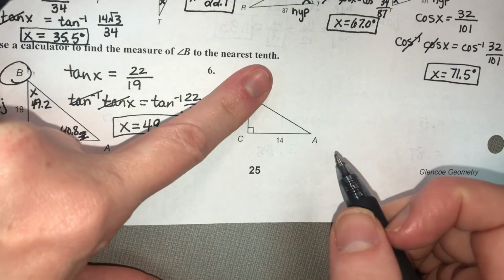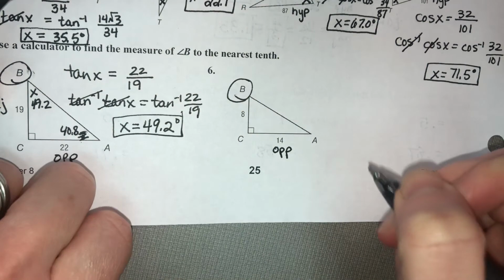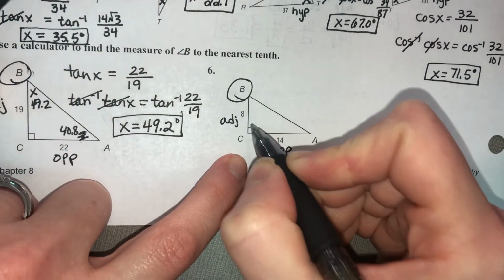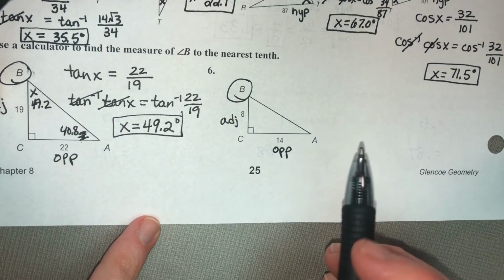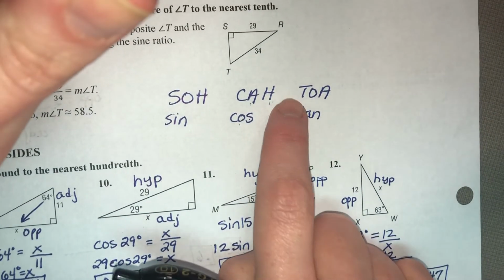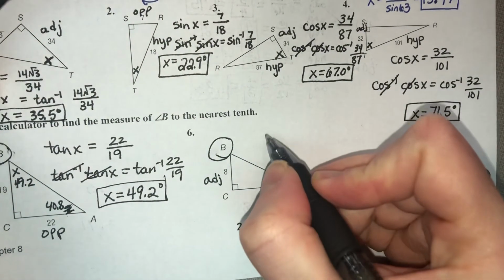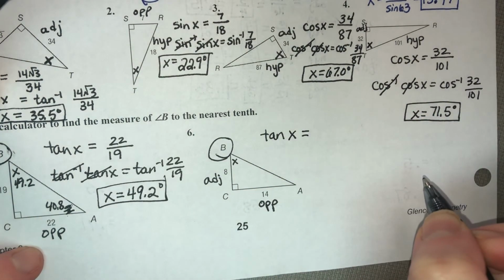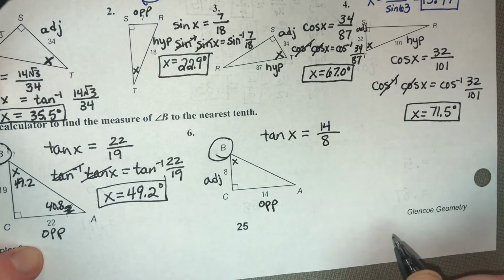So if I put my finger on angle B, the side my finger's not touching is the one with the 14, so that's the opposite side. The one with the number 8 on it is the adjacent side because it is touching the angle B and it is not the longest side of the triangle. So which trig function uses the O and the A? That's the tangent, so TOA. So I'm going to go tangent of x, this is my x that I'm trying to find, equals the opposite side, which is 14, over the adjacent side, which is 8.